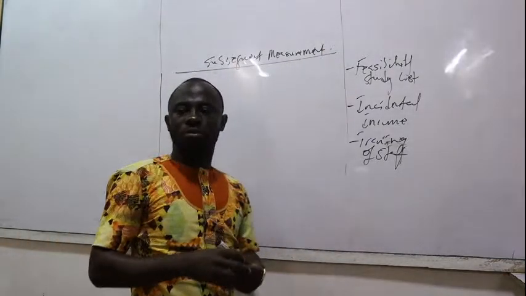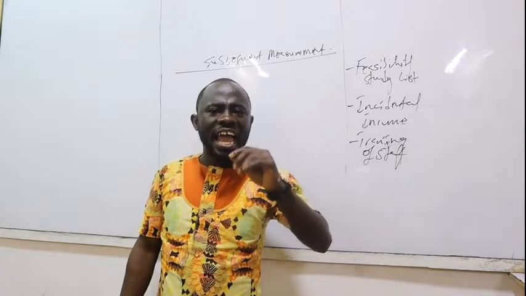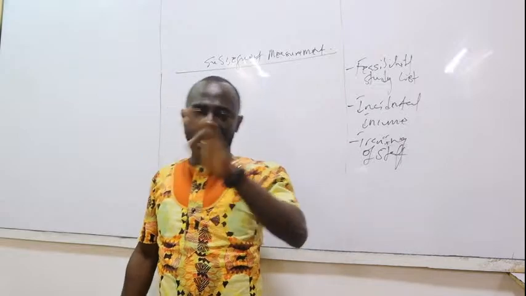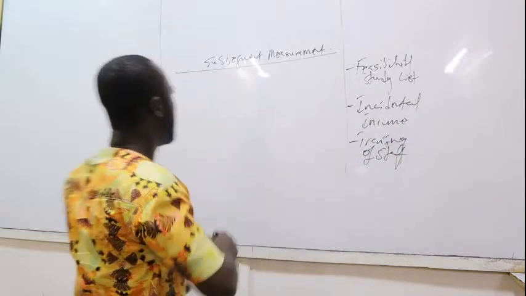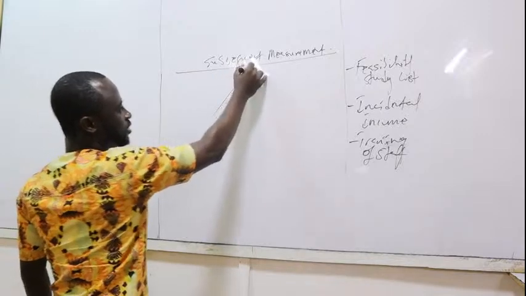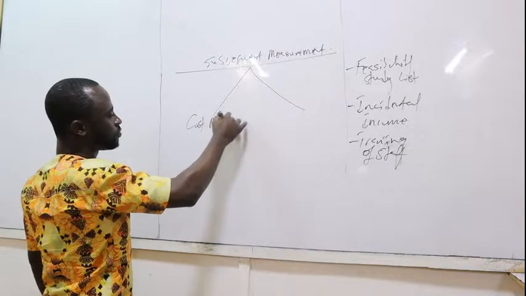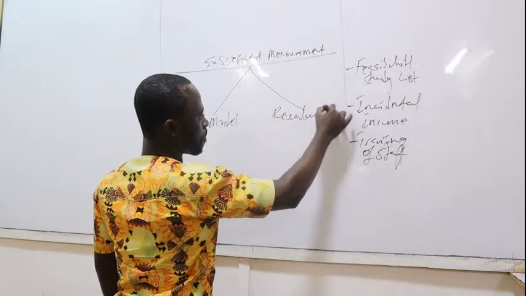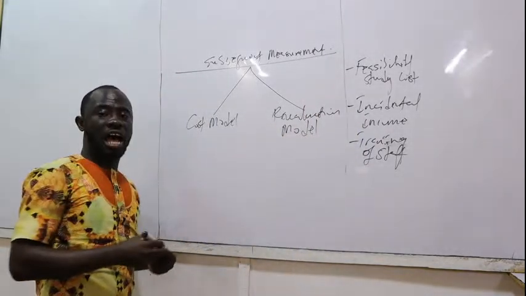Now, when it comes to subsequent measurement of the assets, IAS 16 states that entities can adopt either of the two models below. On subsequent measurement, an entity can carry the asset using the cost model or the revaluation model. So these two models are available.